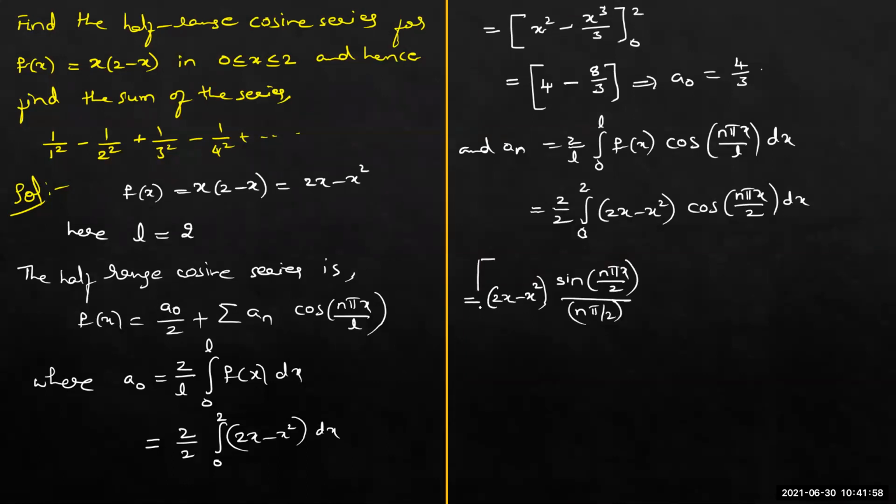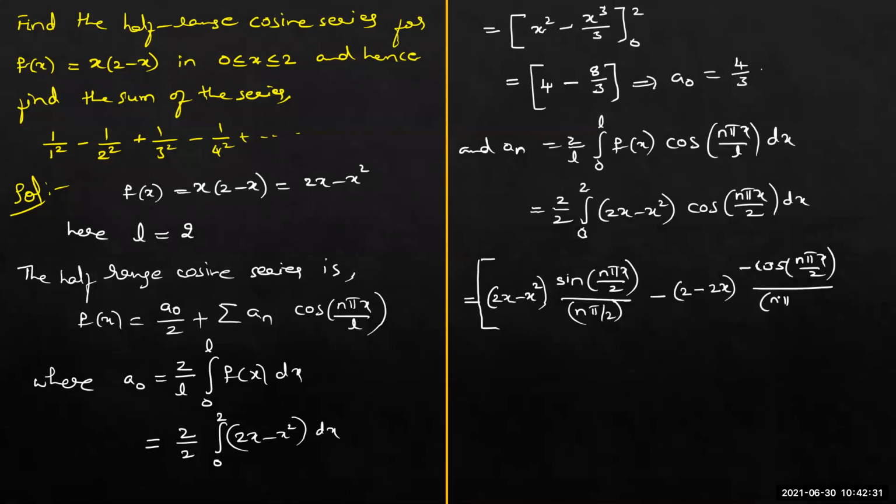Right? That's one thing. Then minus, we need to differentiate this first function, right? When you differentiate that, the differentiation of 2x is 2, minus the differentiation of x square, which is 2x. Fine. Now we need to integrate this total function. When you integrate the sine function, it is minus cos, so I'm writing that there. So it is n pi x by 2 divided by, in the denominator, we'll actually get n pi by 2 here, but already there is one more n pi by 2.